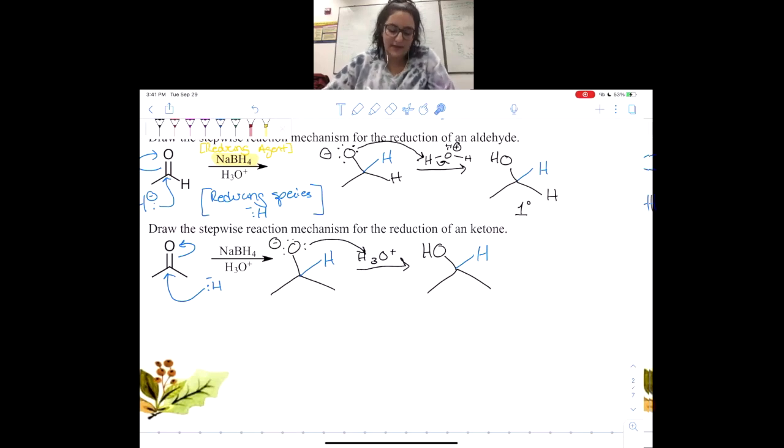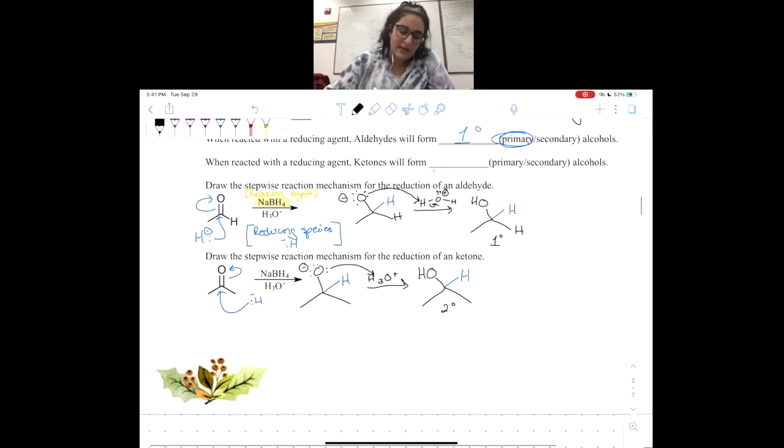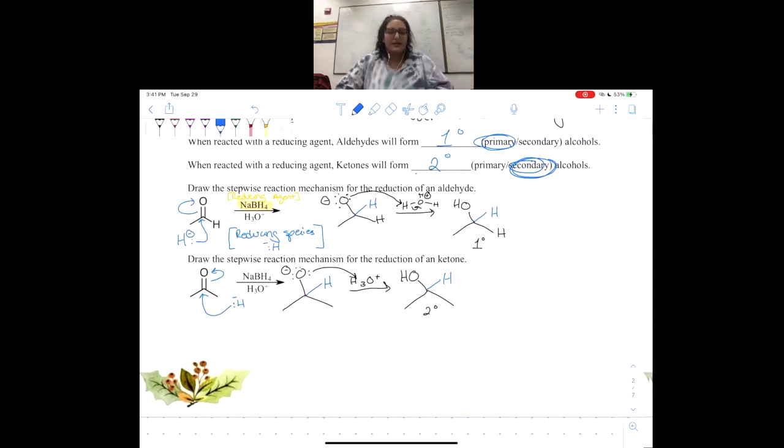And the reason for this is because we started out with a ketone. We have to keep those two carbons. You can't get rid of any carbons. So you end up with a secondary. And we can write this in again above here. And just to reiterate one more time, you cannot get rid of any carbons. So the aldehyde will keep its one carbon and become primary, versus the ketone will keep its two carbons and become secondary. And that is easy as pie. That is our group 1 reduction reactions.